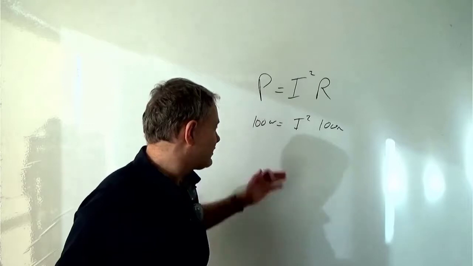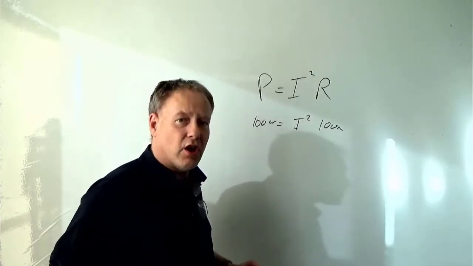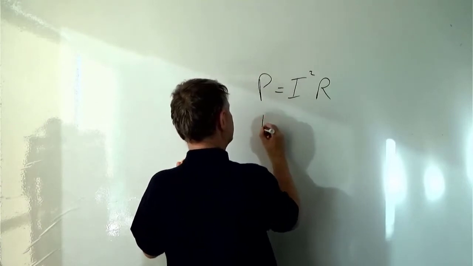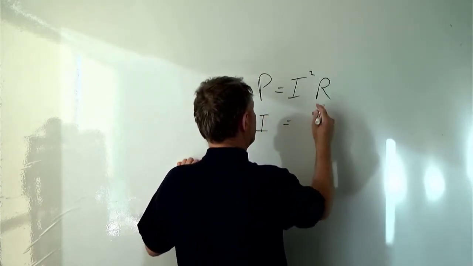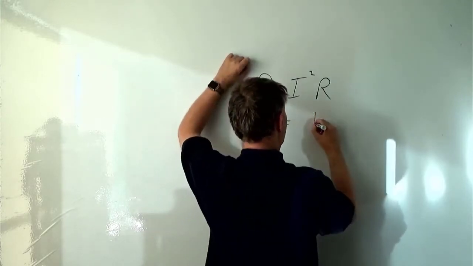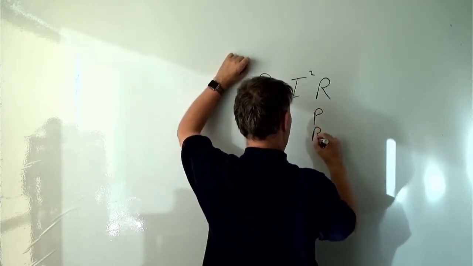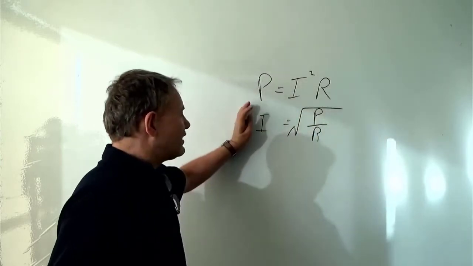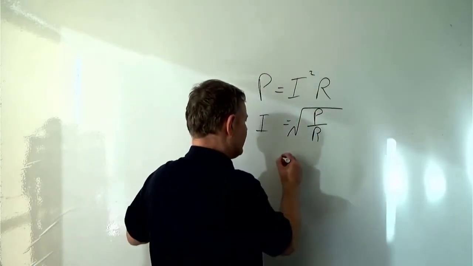I know that because it's easy to just solve that, but that's not how it's done. You have to isolate for the unknown. So in this case, I'm going to write I. Now I know I is P over R, but it's the square root. So I'm going to write the square root of P over R. Okay, so that's one thing. Now you fill it in.